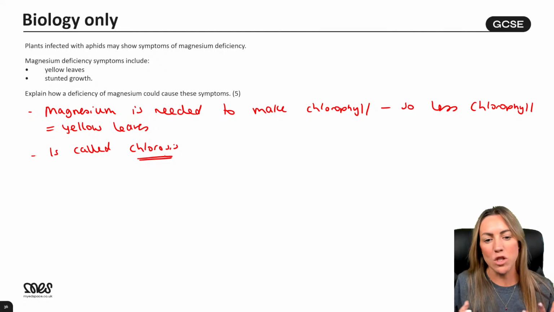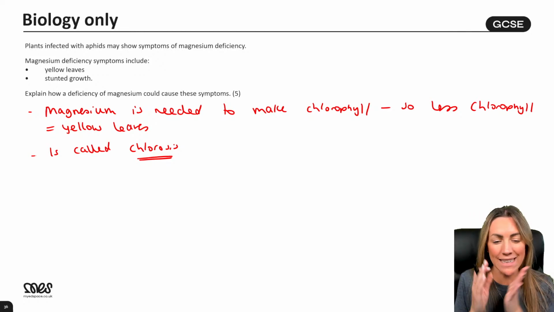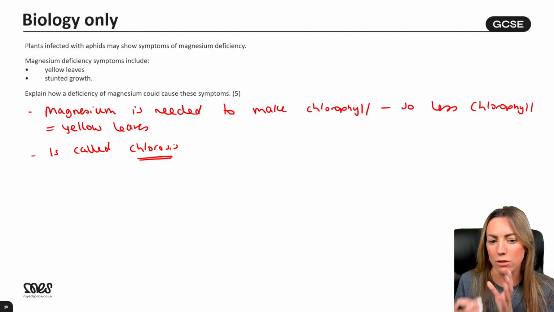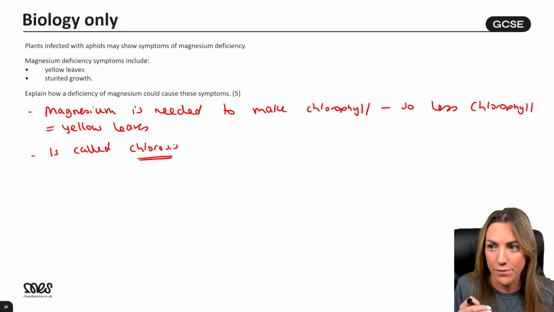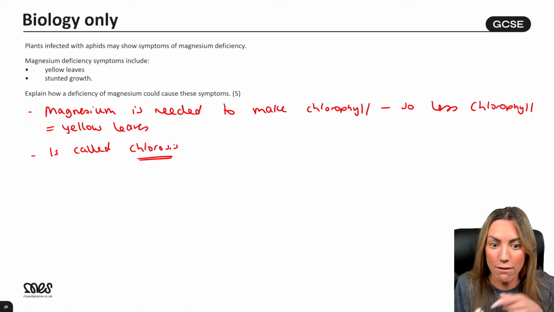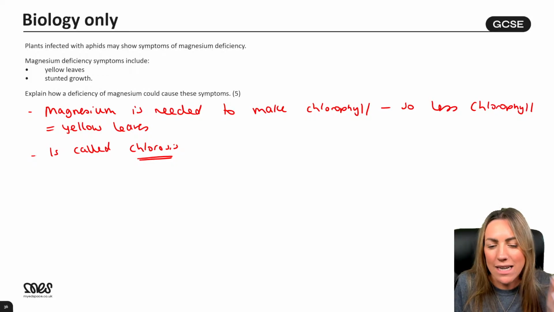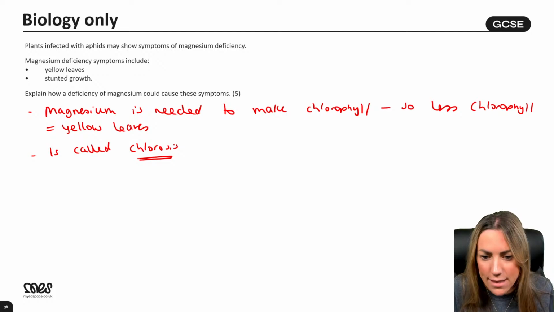So we've covered quite a lot already there, but this is a triple question. It's harder. Plants need magnesium ions to make chlorophyll. If they are deficient, they are not absorbing enough magnesium ions, so they cannot make as much chlorophyll. Chlorophyll is a green pigment. They can't make as much of it, so the leaves end up being yellow. Marking point 1. This is called chlorosis.